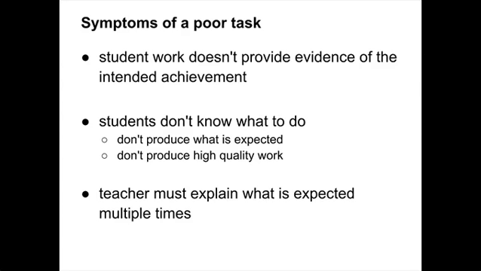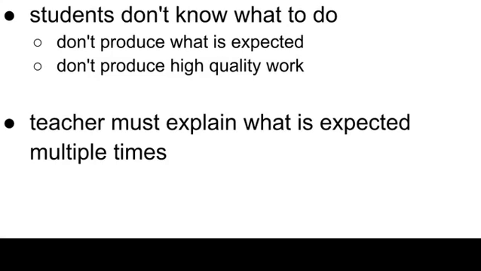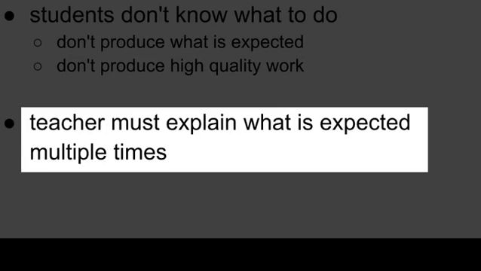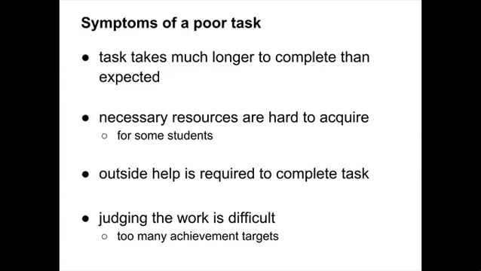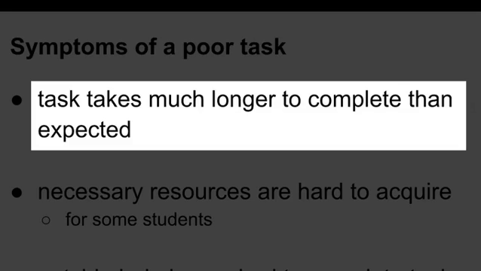One being that a poor task means that a teacher must explain what is expected multiple times, and I can recall many times having to spend an entire hour restating what students need to do because they didn't really have a clear idea of it from my task explanation. Another thing is poor tasks mean that the task takes much longer to complete. Again, I can recall my own experience, tasks that I thought would be done in a week taking sometimes 2 weeks or more because they were not well explained.